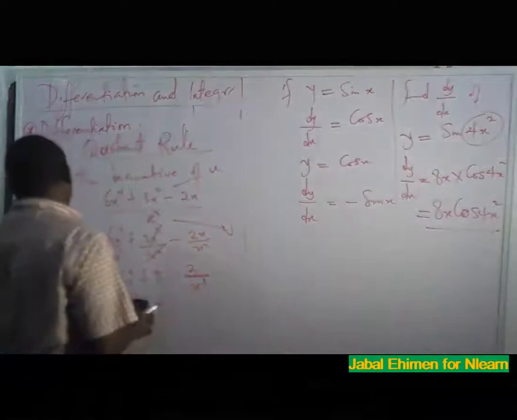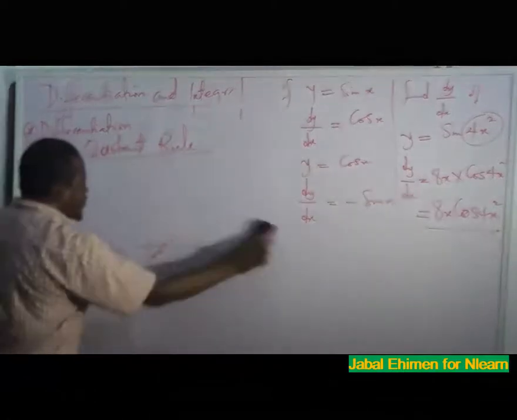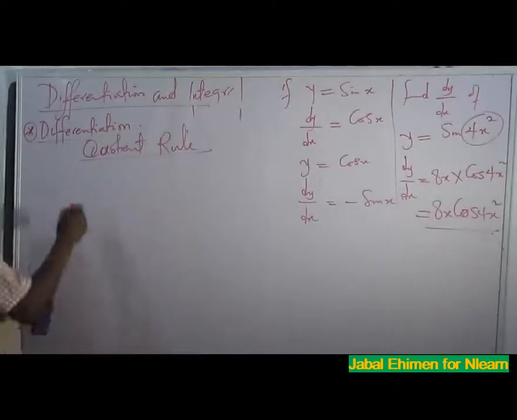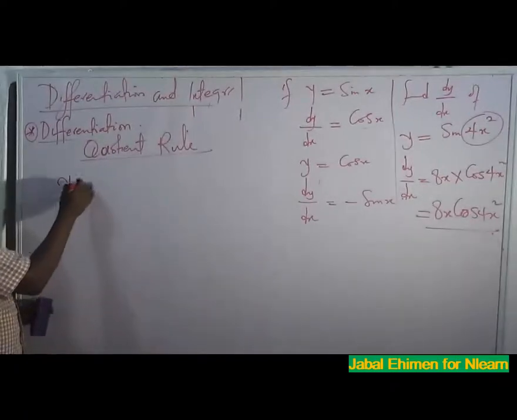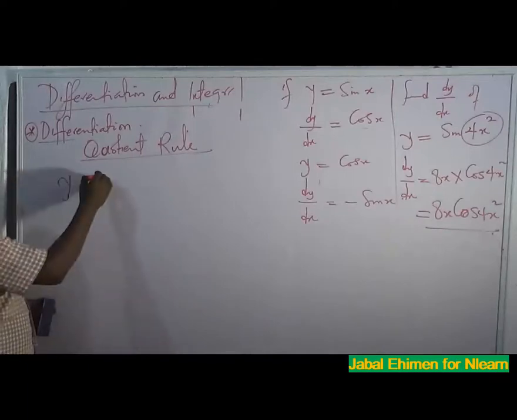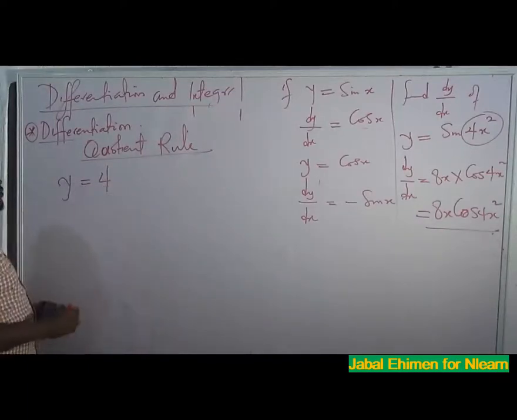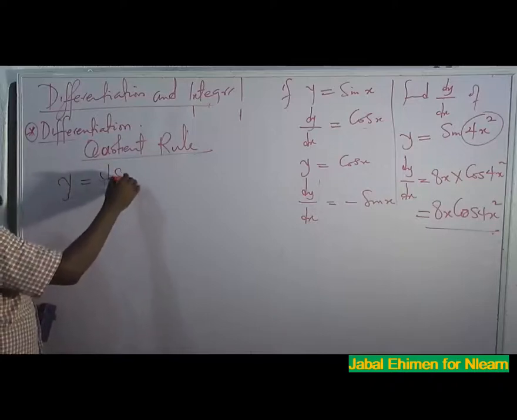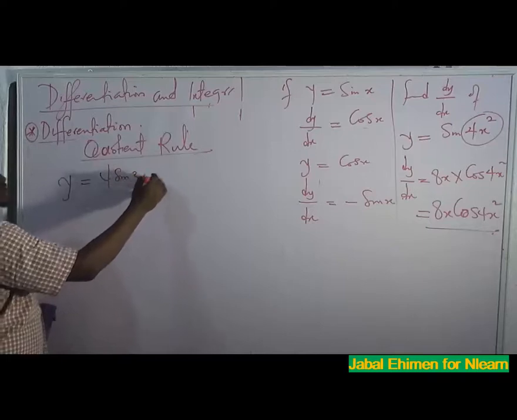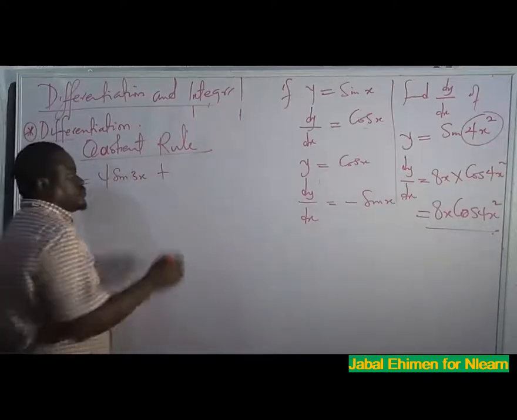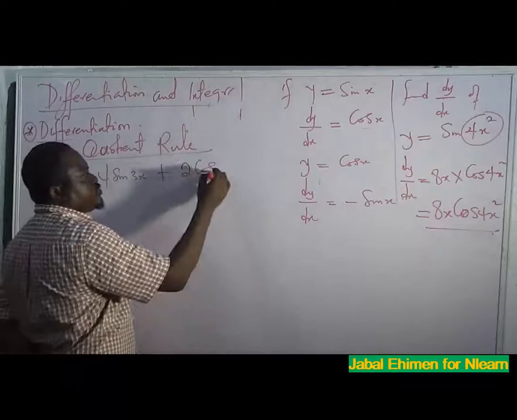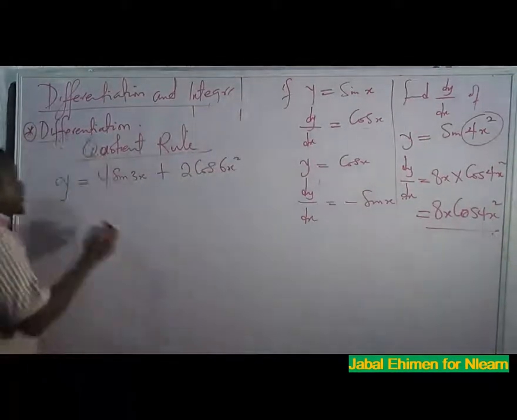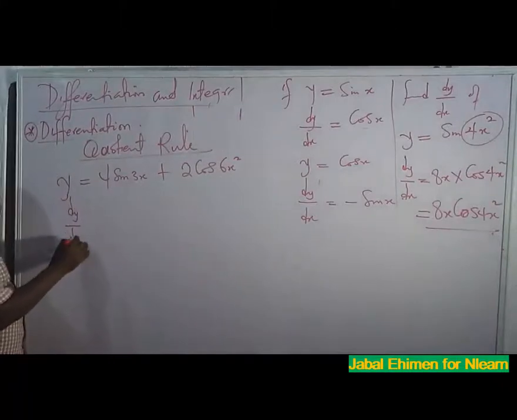So if I want to take values like this, maybe I'm told that find dy dx of y is equals to 4 sine 3x plus 2 cos 6x squared. If I have something like this, simple, dy over dx, let's go.